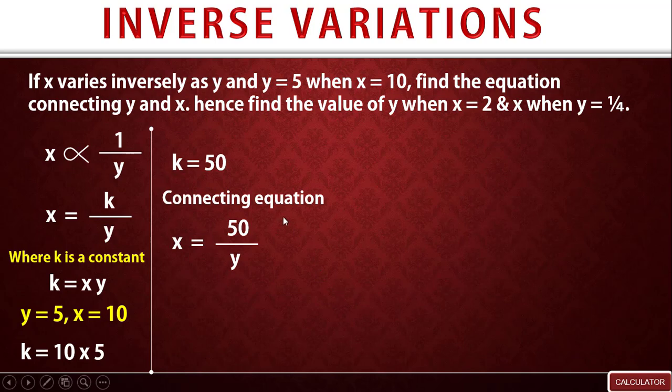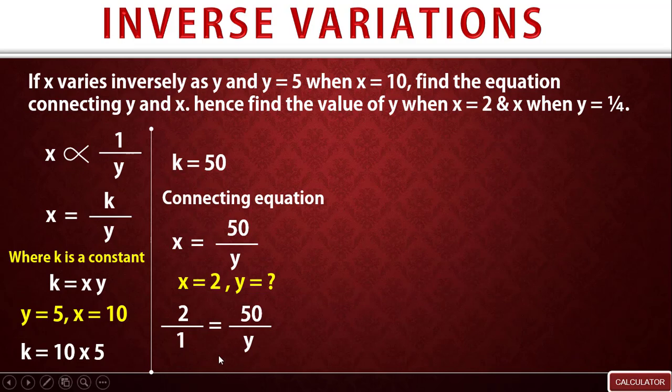So the next thing now. Hence, find the value of Y when S equals 2. So we are given the value of S to be 2, but we don't know the Y. So we are asked to look for the Y. So we are going to fix in these values into this connecting equation. Then we have 2 equals 50 divided by Y. So this 2 now we can say 2 all over 1, because 2 all over 1 is the same thing as 2.